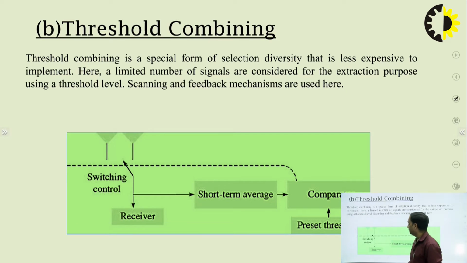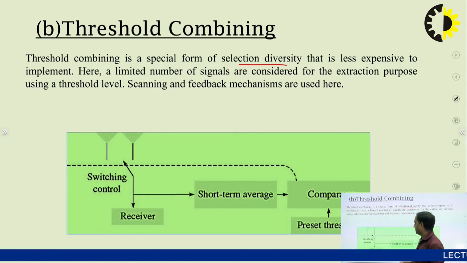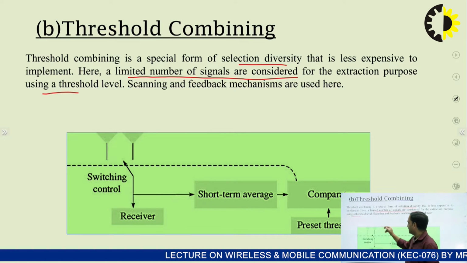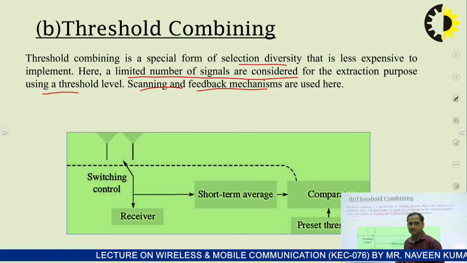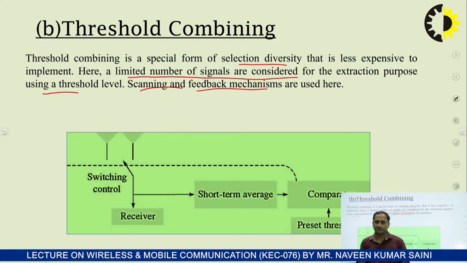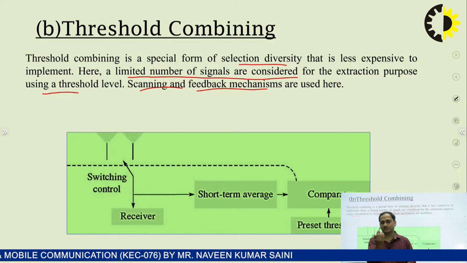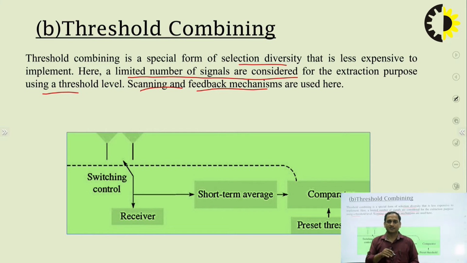Then we have threshold combining. It is a special form of selection combining, or selection diversity, that is less expensive than the previous one, but a limited number of signals are considered for extraction using the threshold. It works on a scanning and feedback mechanism. As we said, different branches are used to find the SNR values. The receiver has extra circuitry which is used to scan all the SNR values of the signals through the different branches.